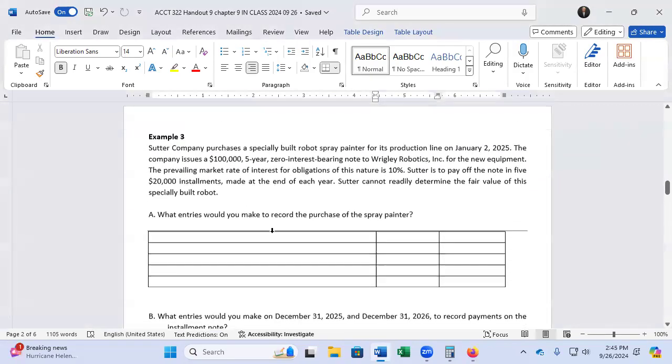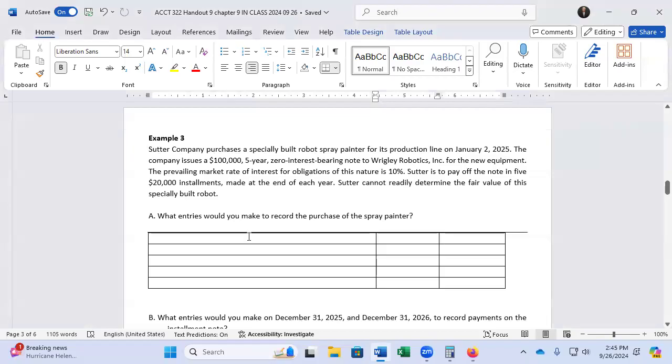Okay, let's look at example 3. So you say, well, where would this kind of stuff come from? Generally speaking, when you make something, you're going to put a price on it. But in this case, we're going to have to go by what we received in the market value for it because they said they couldn't put a price on it.